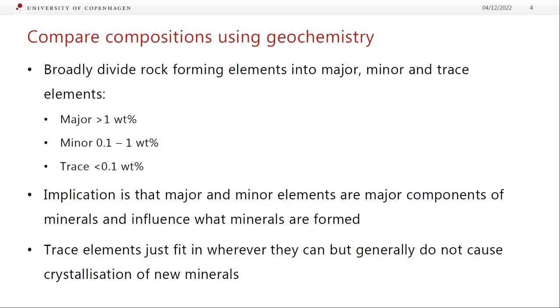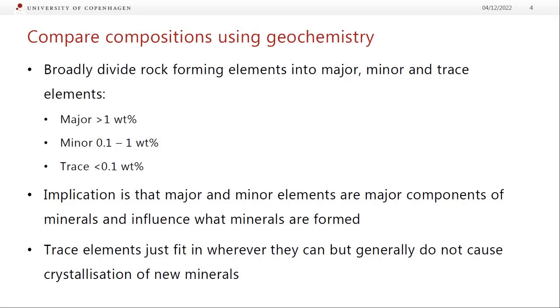So one thing we can use to help us understand differentiation a bit more broadly is geochemistry. And just to help us talk about things, we divide the elements that you find in rocks into 3 main categories. These are major elements, which are usually more than 1 weight% in a rock. We have minor elements, which are between about 0.1 and 1 weight%. And then we have trace elements, which are less than 0.1 weight%.